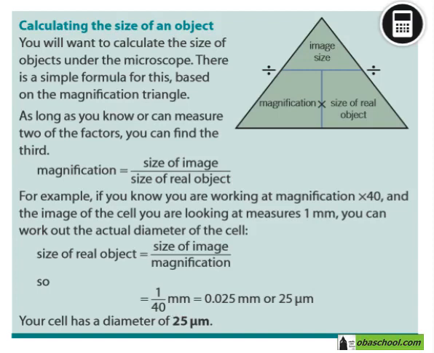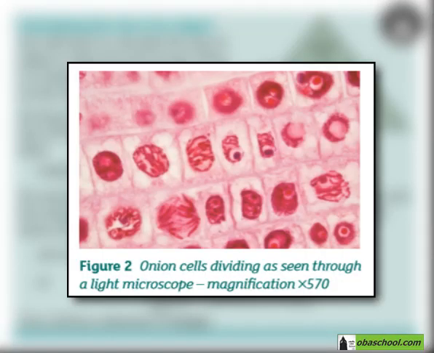And note that this is why it is very important to pay attention to units and know how to convert units and use them. For example, this is what we could see under the microscope if we are looking at onion cells under a magnification of 570. So obviously onion cells are not this big in real life. This is onion cells magnified 570 times. So if we can measure here the size of the image that we see, and we know the magnification is 570, we can use the formula to know the actual size of these cells.